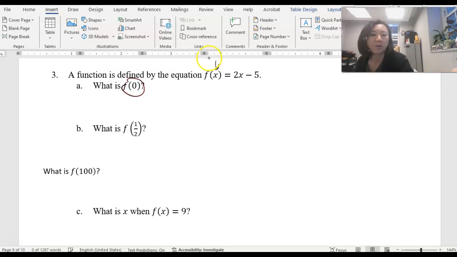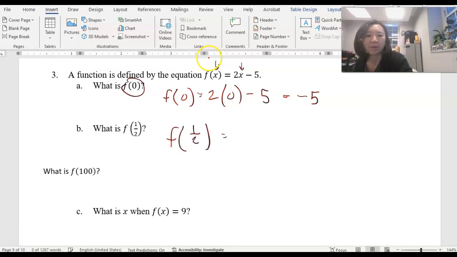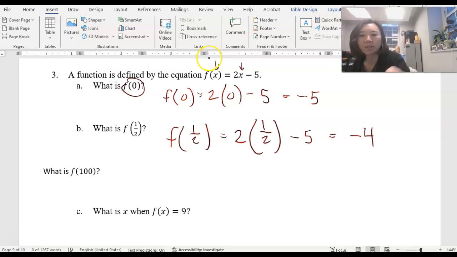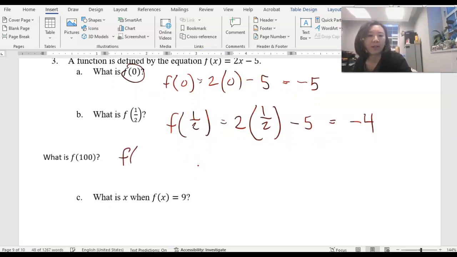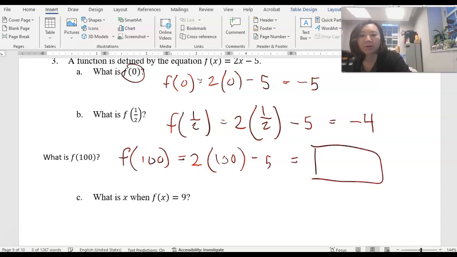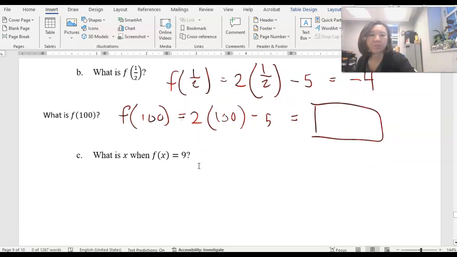If f of 0, we're going to plug 0 in for our x. So f of 0 equals 2 times 0 minus 5 equals negative 5. Plugging in 1/2, f of 1/2 equals 2 times 1/2 minus 5. 2 times 1/2 is 1, so this is going to be negative 4, 1 minus 5. And then if we do f of 100, f of 100 equals 2 times 100 minus 5. You can fill that out on your own.